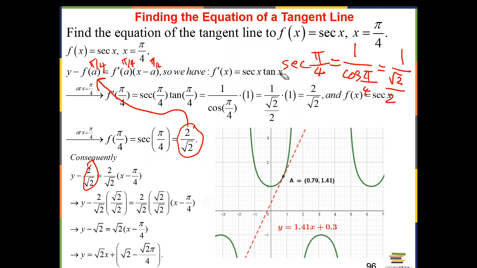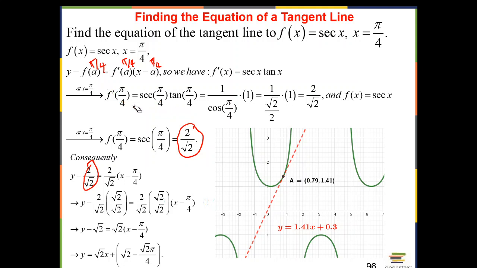Now f prime, what's f prime? Well, you know the derivative of secant is, what's the derivative of secant? Well, the derivative of secant is secant tangent. And the derivative at pi over 4 is going to be what?